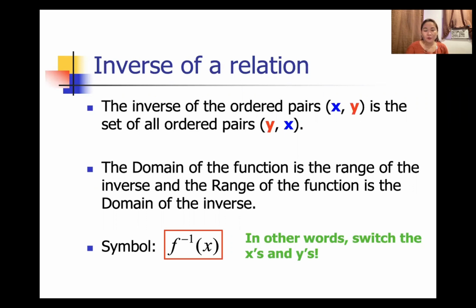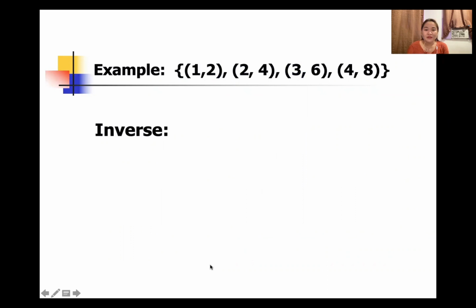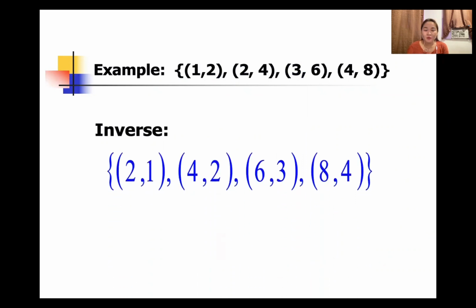The inverse of an ordered pair (x, y) is (y, x). So you just inverse, the x becomes the y and the y becomes the x. In other words, you have to switch the x and the y. It's represented by f inverse of x. So the inverse of the ordered pairs (1, 2), (2, 4), (3, 6), and (4, 8) is (2, 1), (4, 2), (6, 3), and (8, 4).